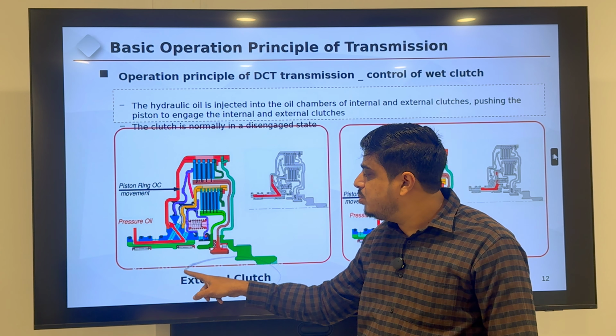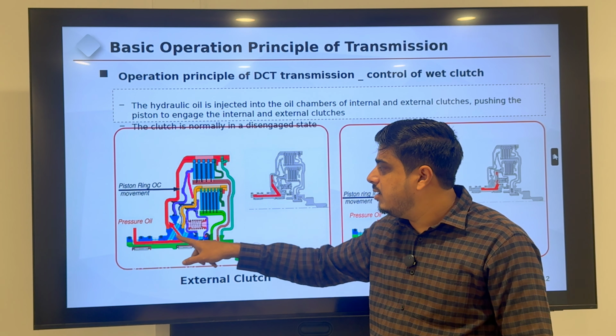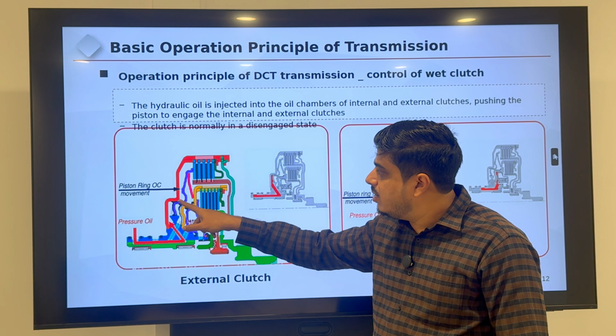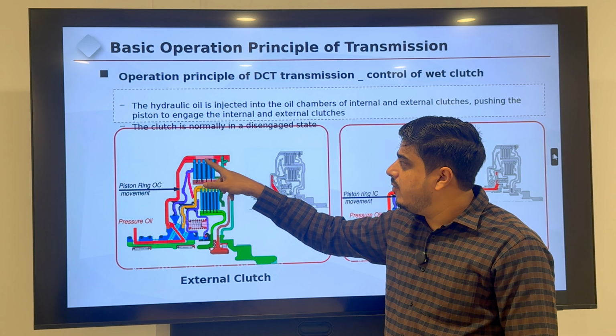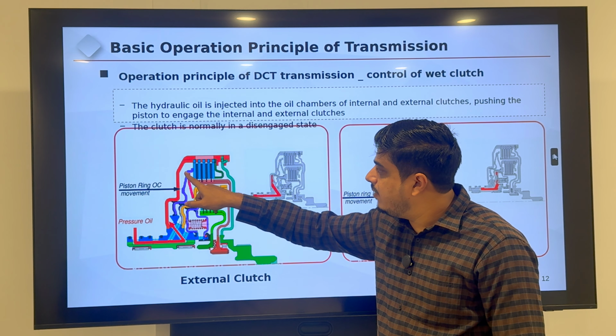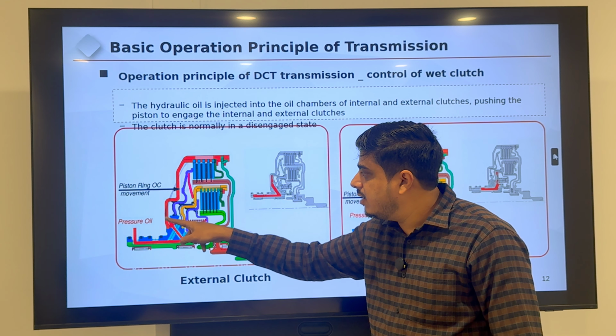for the external clutch pushing. How does it push the external clutches? This is the pressurized oil passage, and it moves from the back side. This is the outer clutch. The outer clutch is always in a disengaged state. Now it will push forward once the oil pressure fills this area.